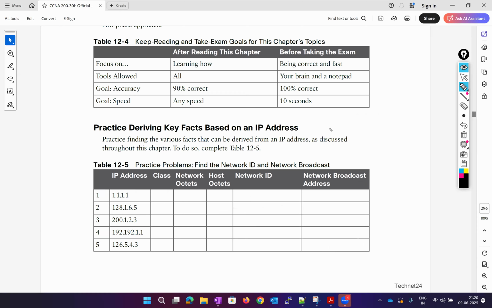Okay, I take that as a no. Now, the second one is 128.1.6.5. Okay. Now, which class does 128 belong to? Can someone tell me the class? Yep, class B. All right.